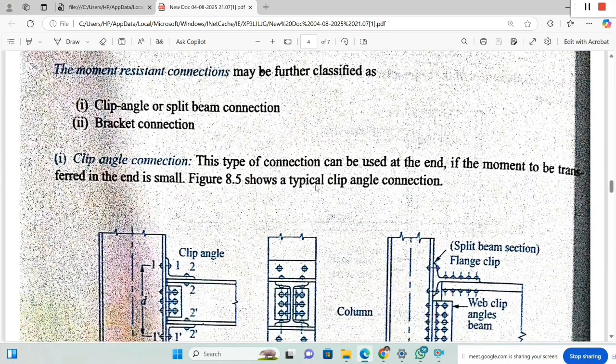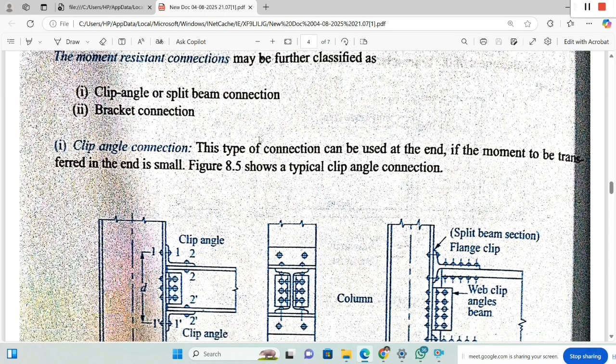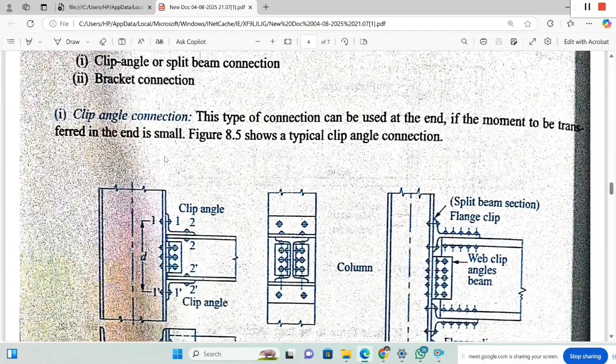This type of connection can be used at the end if the moment to be transferred to the end is small. So just as in the earlier case, if shear force is small, then we will go for one type of connection. If it is greater, then we will go for the other two types. So here also, if the moment to be resisted is small, then we will consider the clip angle connection. This is the clip angle connection.